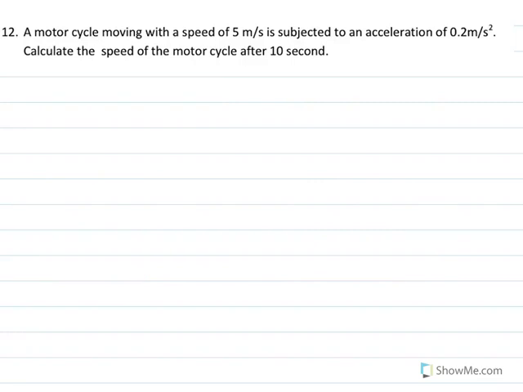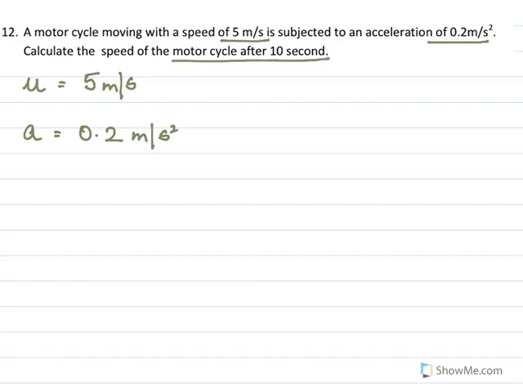A motorcycle moving with a speed of 5 meter per second, that's initial velocity 5 meter per second, subjected to an acceleration of 0.2. So acceleration 0.2 meter per second square. Calculate the speed of the motorcycle after 10 seconds. So final velocity we need to calculate after a time of 10 seconds.